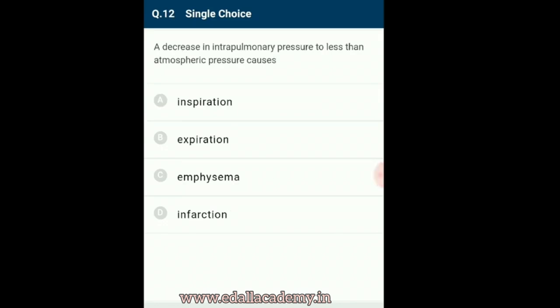A decrease in intrapulmonary pressure to less than atmospheric pressure causes... Intrapleural pressure is the pressure of the air within the pleural cavity between the visceral and parietal pleura. Air flows into the lungs largely due to the difference in pressure. Atmospheric pressure is greater than intraalveolar pressure and intraalveolar pressure is greater than intrapleural pressure. Air flows out of the lungs during expiration based on the same principle, when pressure within the lungs becomes greater than atmospheric pressure. So the answer is option A, inspiration.